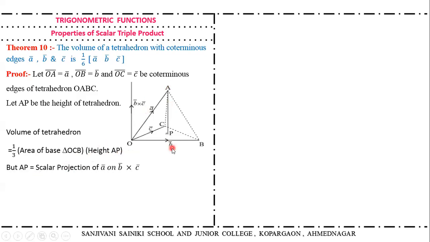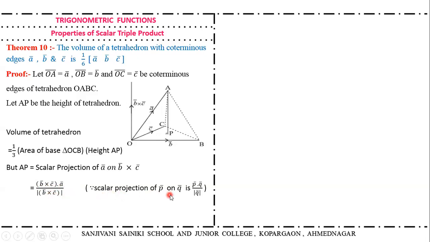But what is height AP? This height AP is nothing but the projection of this A bar on the plane determined by B bar cross C bar, on the vector determined by B bar and C bar. That means this B bar cross C bar. So that is the scalar projection of A bar on B bar cross C bar. It is defined as B bar cross C bar dot A bar upon modulus of B bar cross C bar.